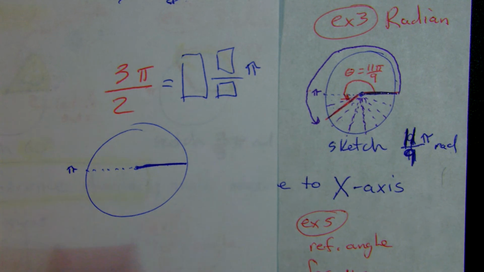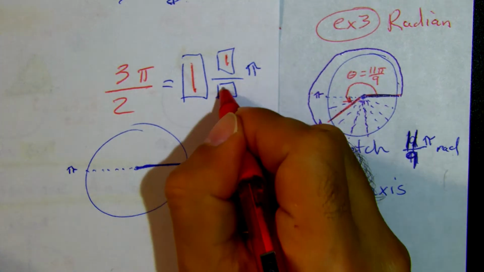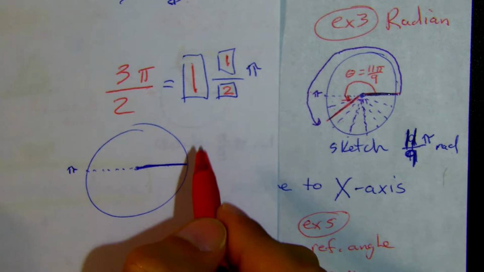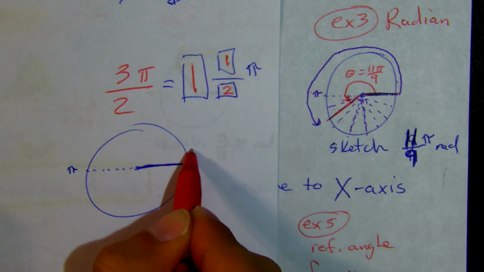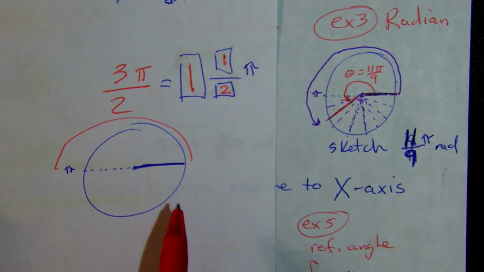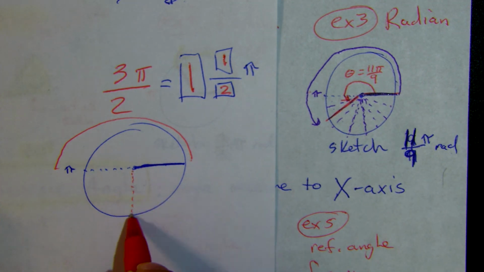So you say 2 goes into 3. 2 goes into 3 one time. What's left over? 1 half. So we go 1.5 pi around the circle. I know I'm going to go this far because that's 1 pi. I got the 1 out of the way. And then how much further do I need to go? I need to go another half. So this bottom, I'm just going to break into halves.